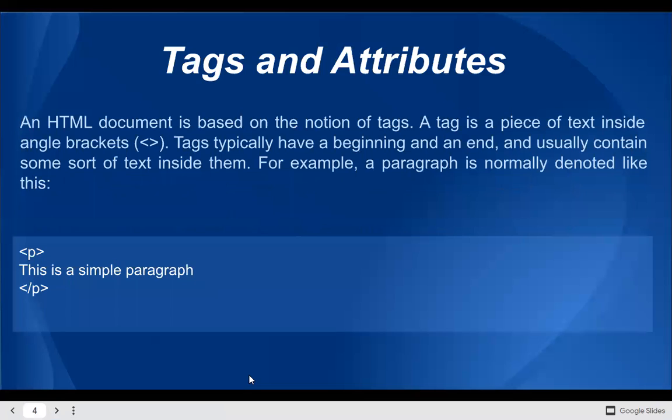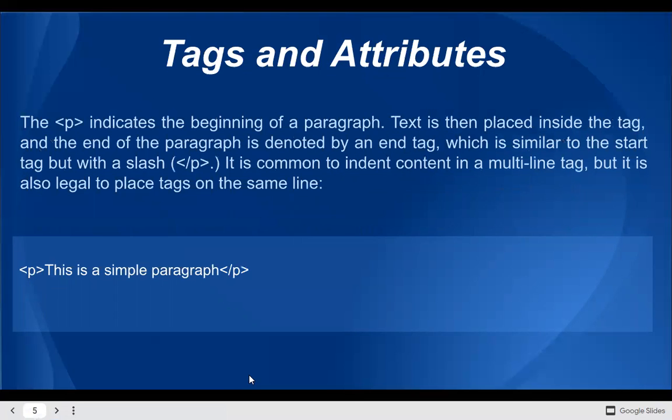And what are tags and attributes? An HTML document is based on the notion of tags. A tag is a piece of text inside angle brackets. Tags typically have a beginning and an end, and usually contain some text inside them. For example, a paragraph is normally denoted like this: paragraph, this is a simple paragraph, paragraph.